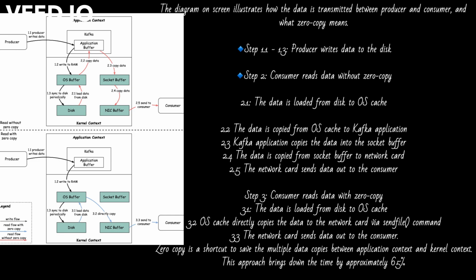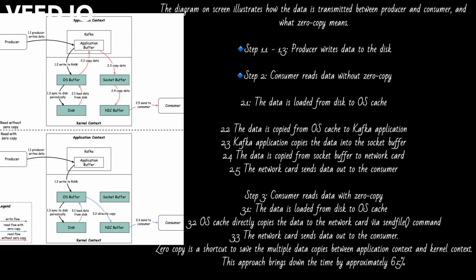Step 3, consumer reads data with zero copy. 3.1, the data is loaded from disk to operating system cache. 3.2, operating system cache directly copies the data to the network card via sendfile command. 3.3, the network card sends data out to the consumer.